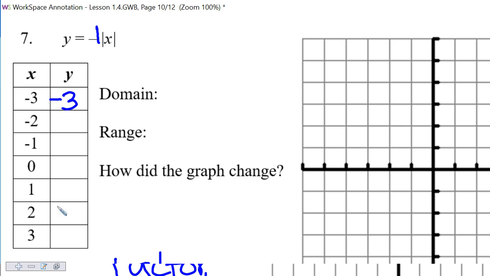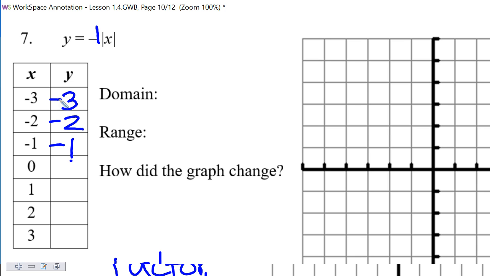-3. If I get the next one, we'll have a negative, and then a -2. Grouping symbol first. So what is the absolute value of -2? 2. And 2 times -1? -2. The next one, if I put a -1, what's the absolute value of -1? 1. And 1 times -1? -1. If I put a 0, what's the absolute value of 0? 0. And 0 times -1 is 0.